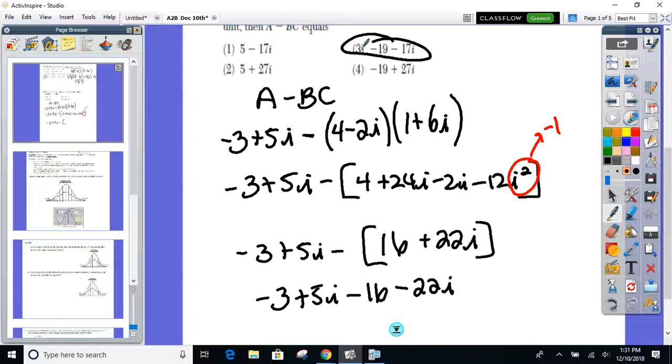You forget the negative sign, and you leave it plus 22i, and you combine it with 5i. What are you going to get? That answer. It's brutal. Okay? The smallest mistake they're going to catch you on. All right? It's brutal. Questions?